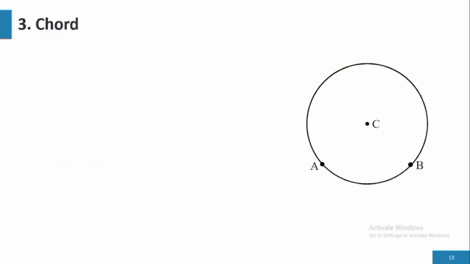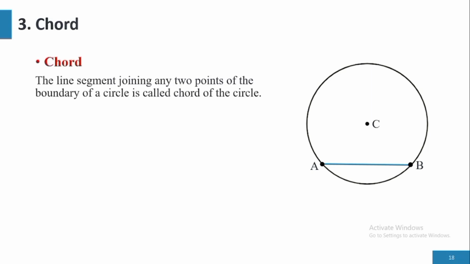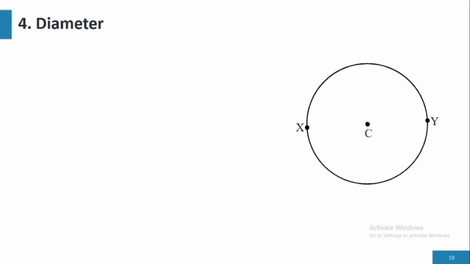Third important concept is chord. Now what do you mean by chord? A chord is a line segment which is joining any two points which are present on the boundary of a circle. So here, as you see on the screen, this segment AB will be known as chord of the circle.